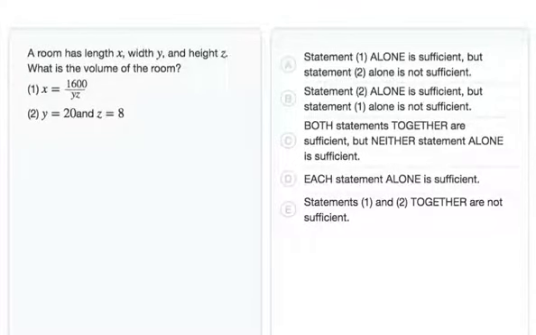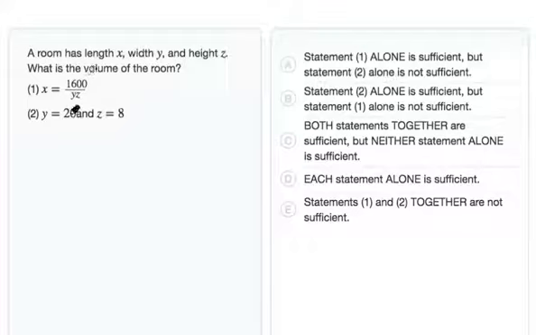To solve this data sufficiency question, we'll go ahead and consider each statement separately first and then together if needed. Before diving into the statements, we're asked about the volume of a room that has length x, width y, and height z.